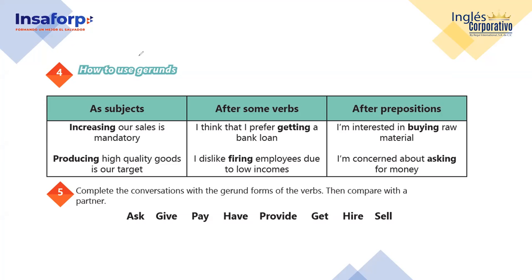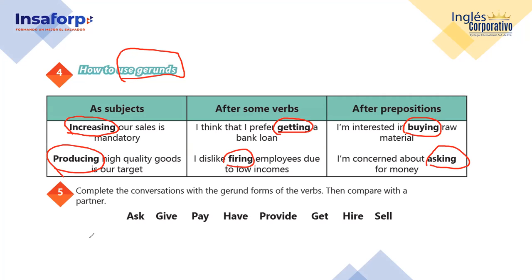For example, this chart says how to use gerunds. What are gerunds? Gerundio. Okay. This is the gerund. This is the gerund. And this is the gerund. All of them. I have more here. I have asking. I have firing. And I have producing. What is the common characteristic of all these circle words? ING.